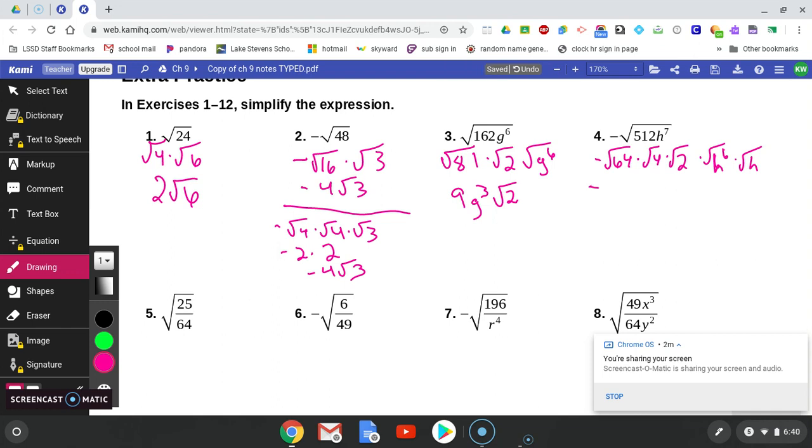So I'll keep the negative out in front. The square root of 64 is 8. The square root of 4 is 2. The square root of h to the 6th power is h to the 3rd power. And then I keep the square root of 2h underneath. They can go under one together. Just multiply those last ones together, and I'm done.